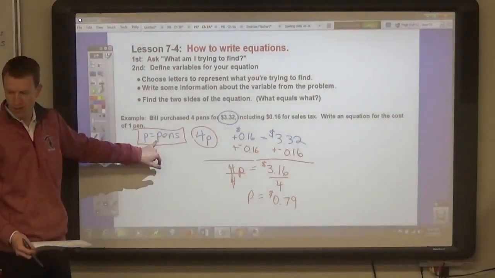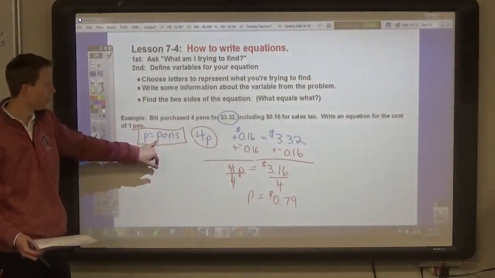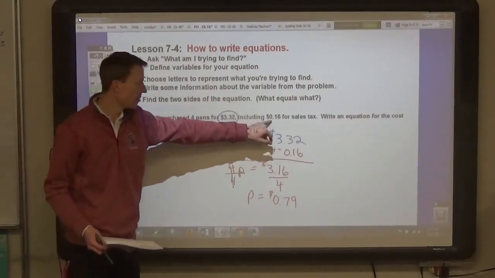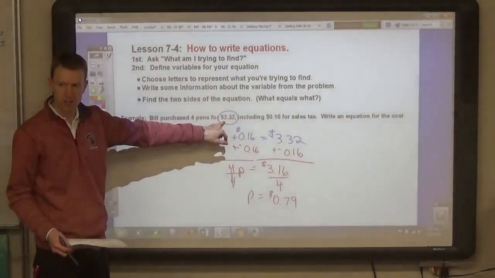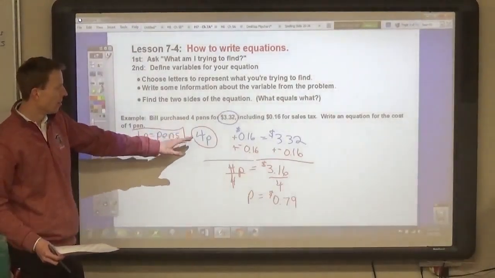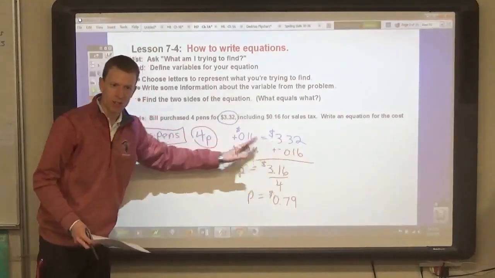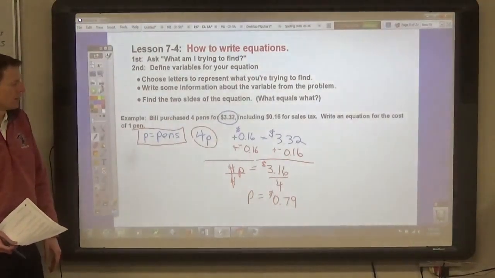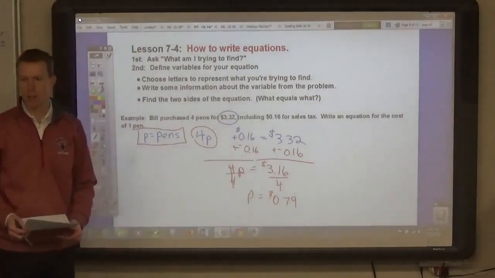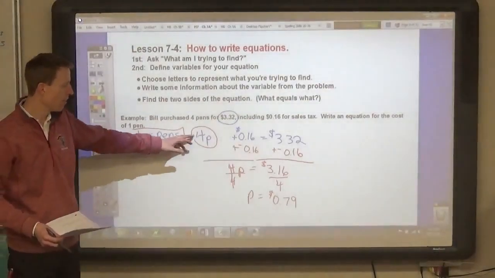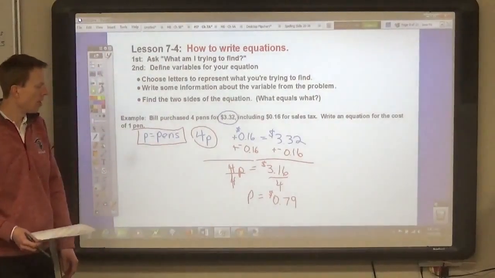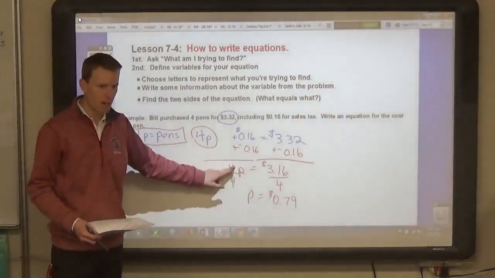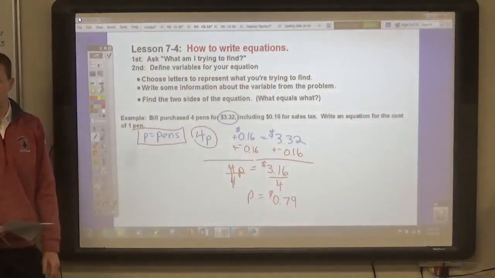Okay. And then it tells us something about the pens. 4 of them plus the sales tax equals $3.32. So, if those two things equal the other thing, you can write that out in an addition equation. 4P plus 16 cents equals $3.32. And then solve it. Add negative 16 hundredths to both sides. Then solve for P, divide by 4. And you get the answer, 79 cents.